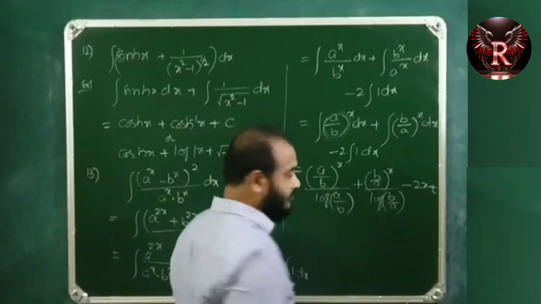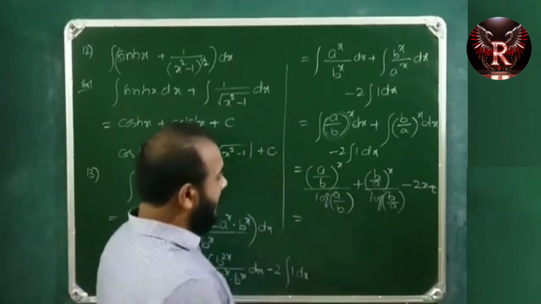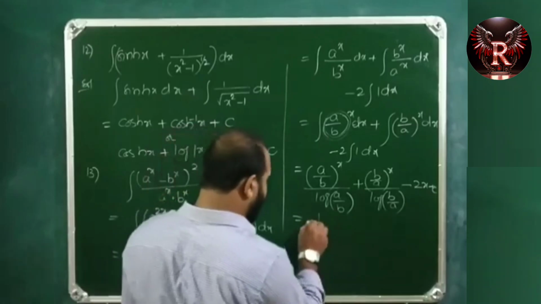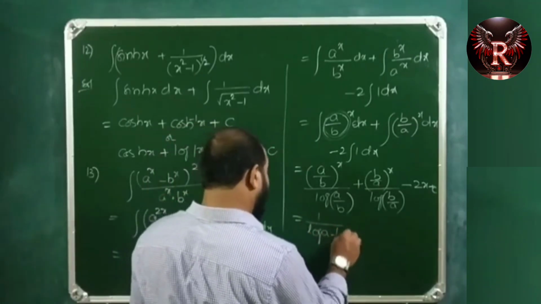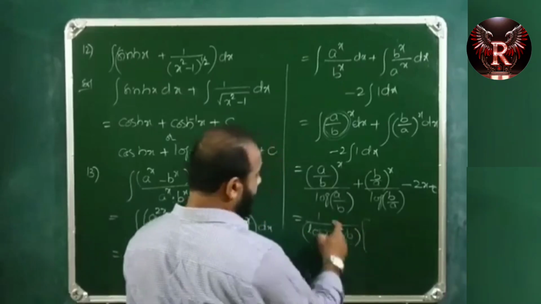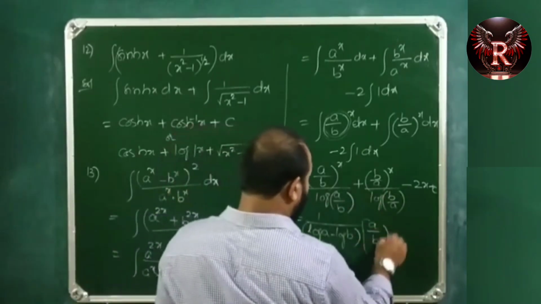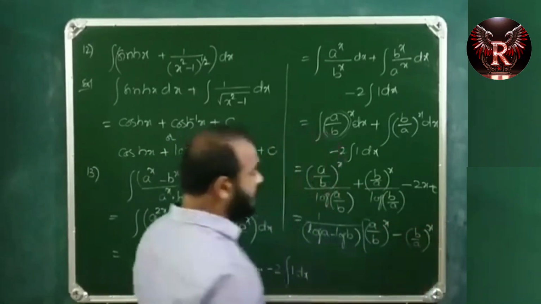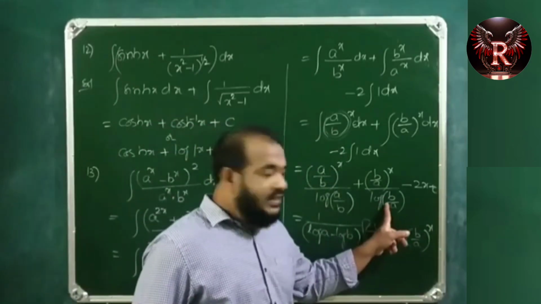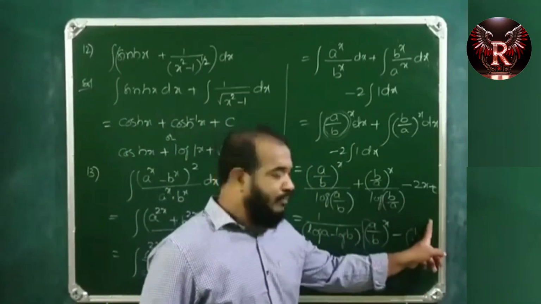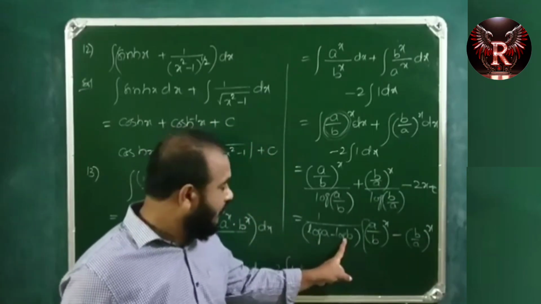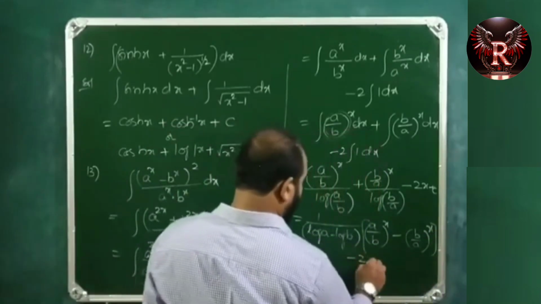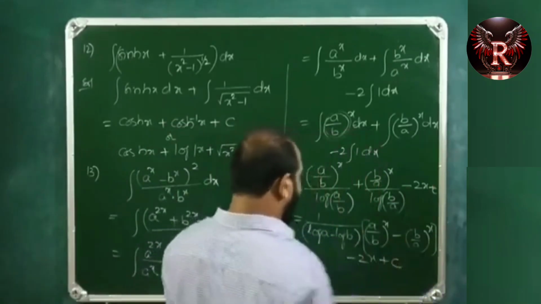So log of a by b is log a minus log b, so 1 by (log a minus log b). If you take it common in both of them, this is (a by b) whole power x minus (b by a) whole power x, because log b by a is log b minus log a, but we are taking log a minus log b, therefore it is differed by a negative sign, minus 2x plus constant of integration c.